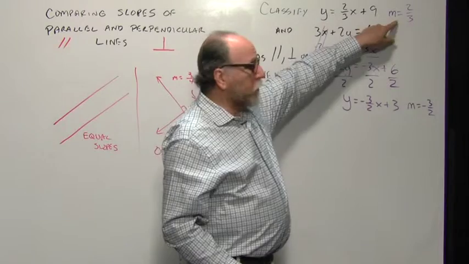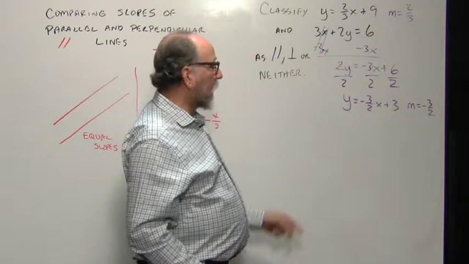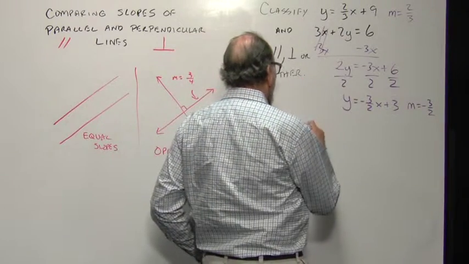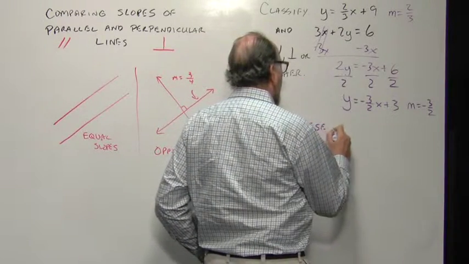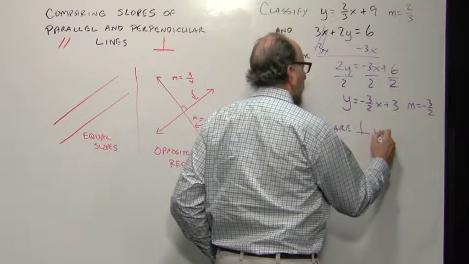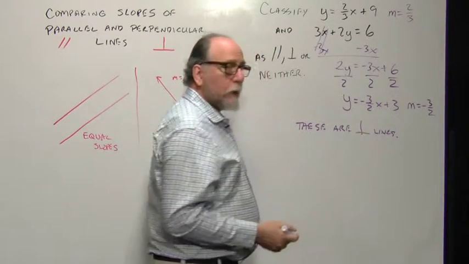So you can see that 2/3 and negative 3/2 are opposite reciprocals of each other. So these are perpendicular lines. And again, I use the symbol for perpendicular, so I wouldn't have to write it out.